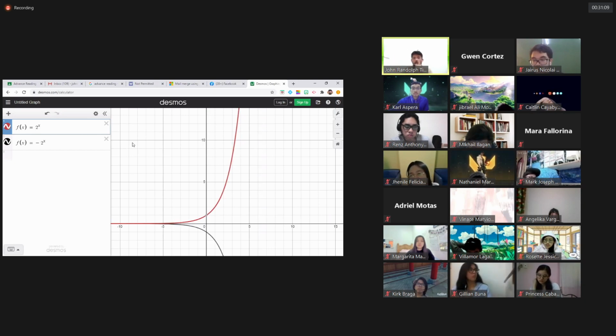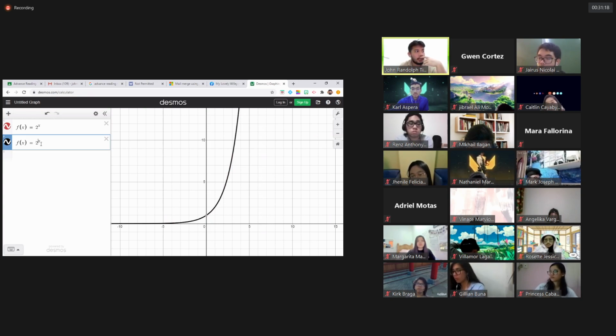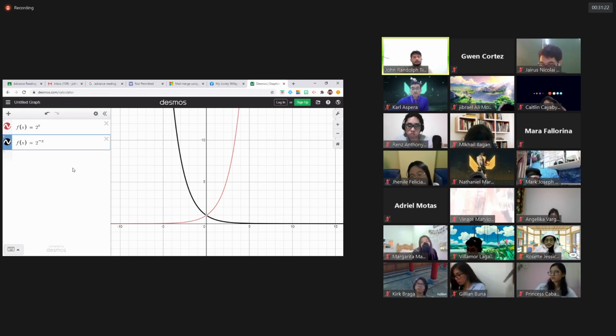Pero pag ang babaguhin natin, let's try baguhin natin yung exponent. Okay? Ang reference point natin is itong 2x. Instead of 2 to the power of x, gawin natin na 2 to the power of negative x. Look at there. 2 to the power of negative x. What can you say now about the graph here?